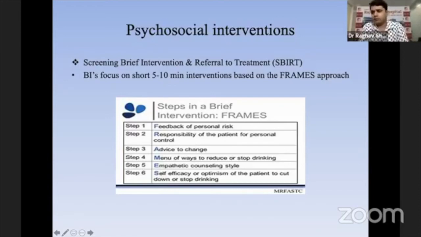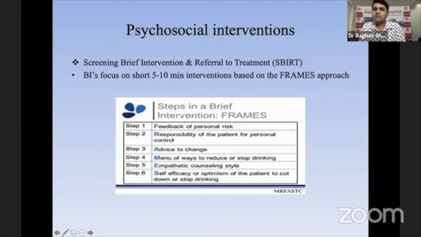Like you have a pharmacological option or different kinds of psychotherapeutic options. And then an empathic counseling style and self-efficacy, that is, you can do it. So this requires not more than 5 to 10 minutes at a primary care level. So this needed to be discussed in greater detail.